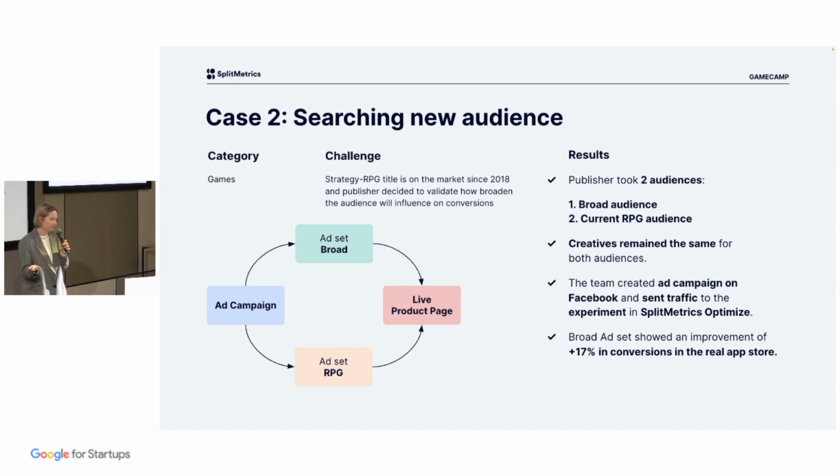In this specific case, a strategy RPG title, which has more than 10 million downloads, decided to validate how broadening the audience will influence conversions. We created a Facebook ads campaign with two different ad sets. Let's call the RPG ad set the ad set of the current audience, and the broad ad set the new audience the team would like to validate. We transferred all of the users to the emulated product page, which looks 100% the same as the page in their real store, to understand how users behave in it.